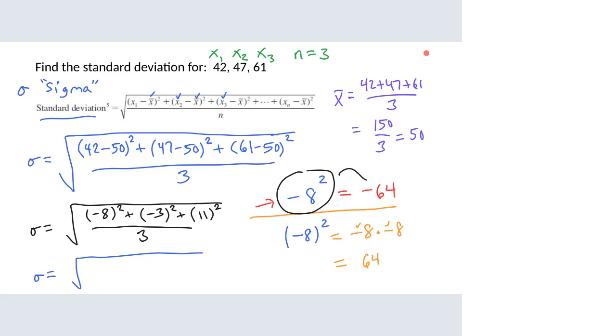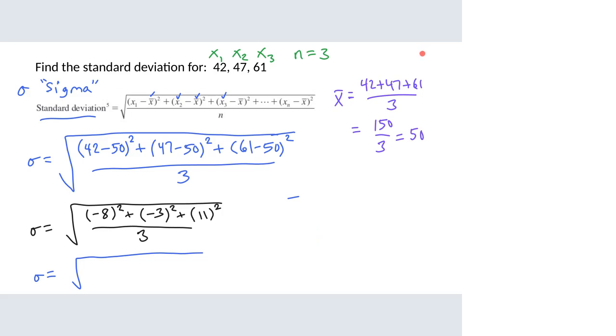It's a really important difference to note. Those parentheses around that negative 8 are really important. They mean something, they matter. They're telling us when you do this squaring, you're doing negative 8 multiplied by negative 8. And what that does is that gives us a positive 64. Similarly, negative 3 times negative 3 gives us a positive 9. 11 times 11 is 121, and that's all divided by 3.